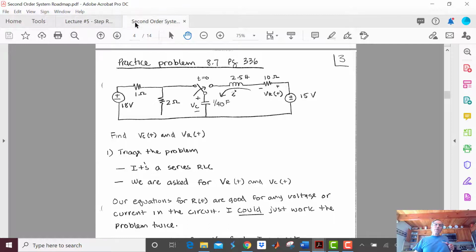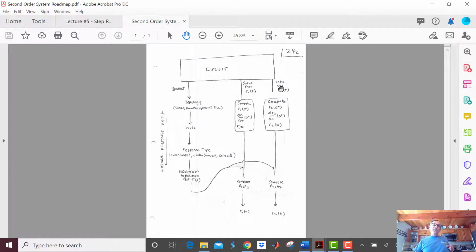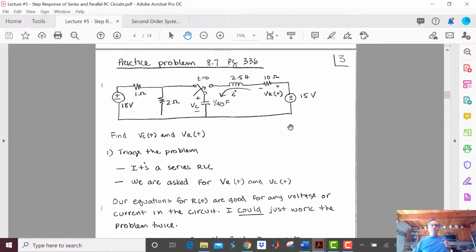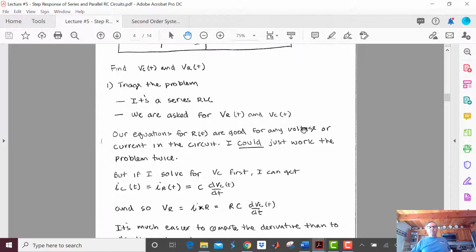So going up here, I was asked for two things, but I'm actually just going to solve for VC of t, and when I get it, I'm going to do a little bit of work on it, and then VR of t is going to pop out. So that's how I'm going to do this the first time here. And here it is. IC equals IR equals C dV/dt. So VR is just going to be I times R, which is going to be R times C dV/dt. That's the way we're going to do it.